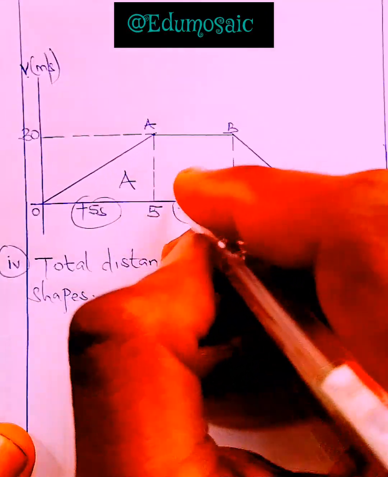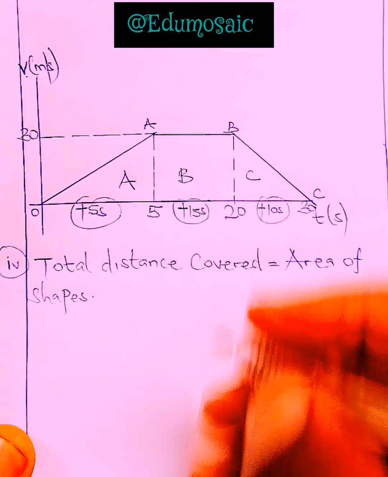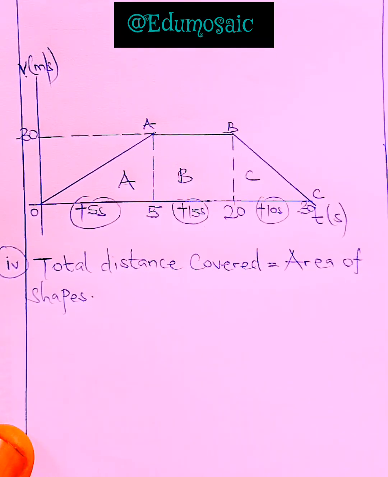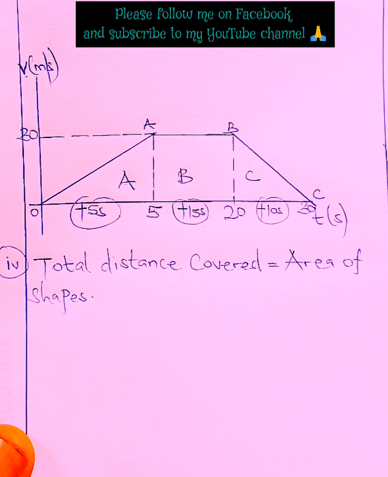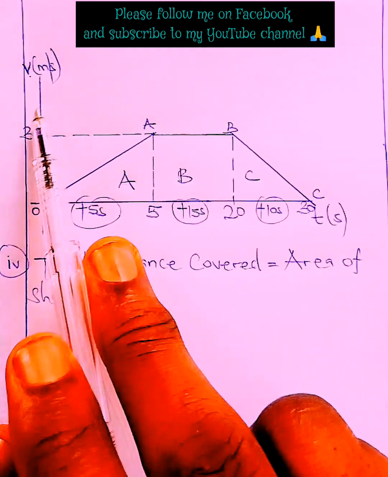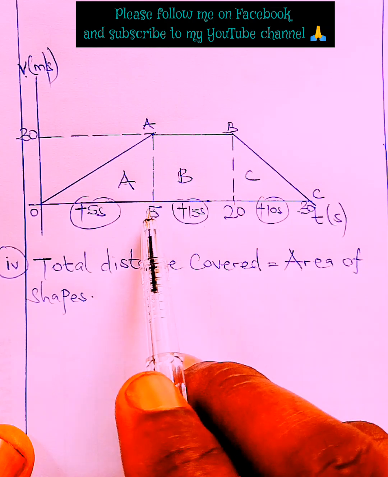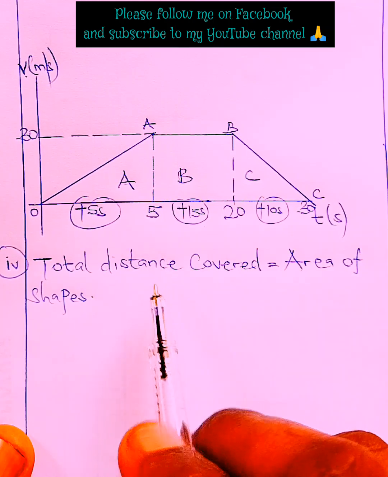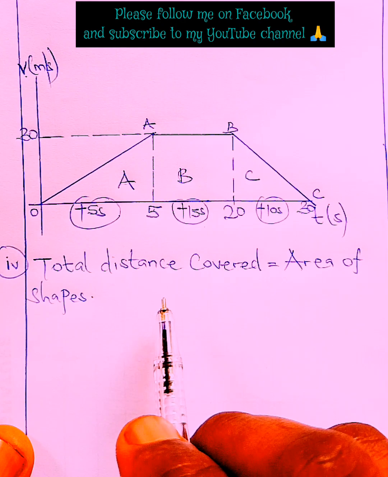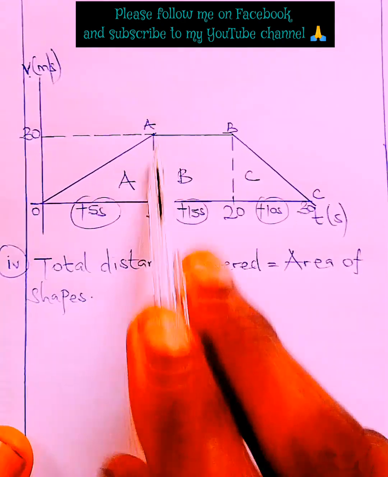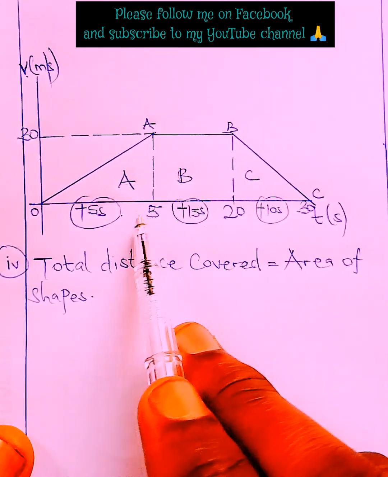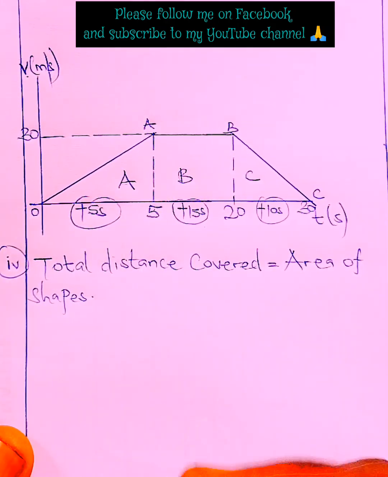We have the first shape, shape A, shape B, and shape C. So you're going to get the area of each of the shapes. Now we are very much aware of why we have to get the area of these shapes. The area of the shape equals the distance covered by the car. We have time in seconds and velocity in meters per second. So how do we get displacement or distance covered? Speed is distance over time taken, so distance is speed times time. If this is speed and this is time, speed times time is like saying the area of this triangle.